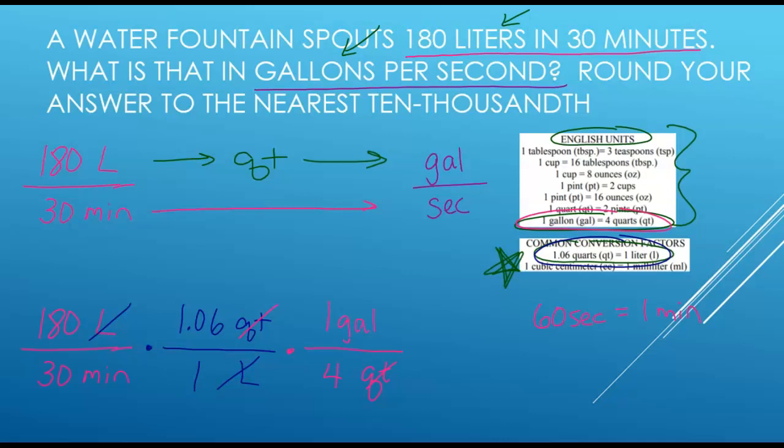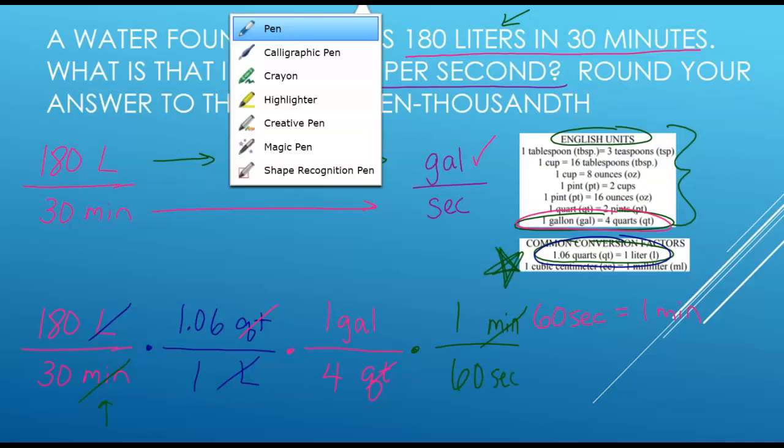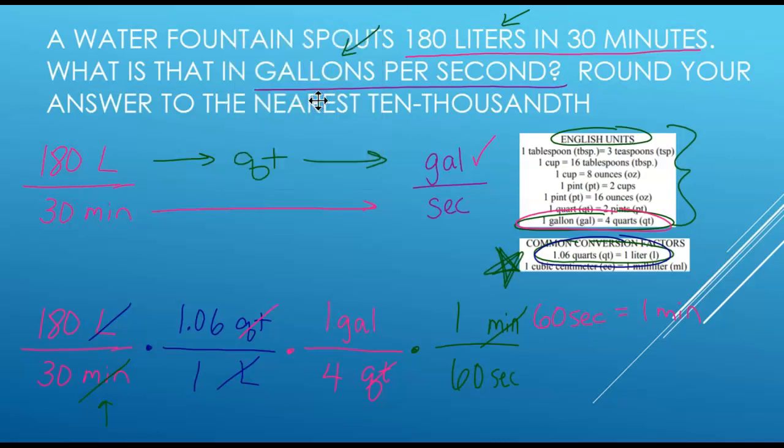So now my top is certainly gallons, but the bottom is still minutes. So now since minutes is on bottom, I need to match it diagonally on top. So 1 minute, minutes will cancel way over there. 1 minute for every 60 seconds. So if everything cancels, I'm left with gallons per second. And that's what we needed.